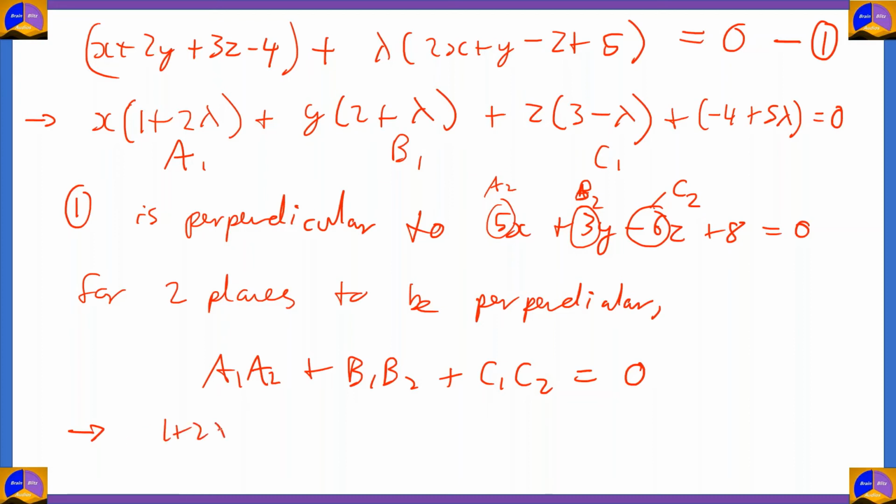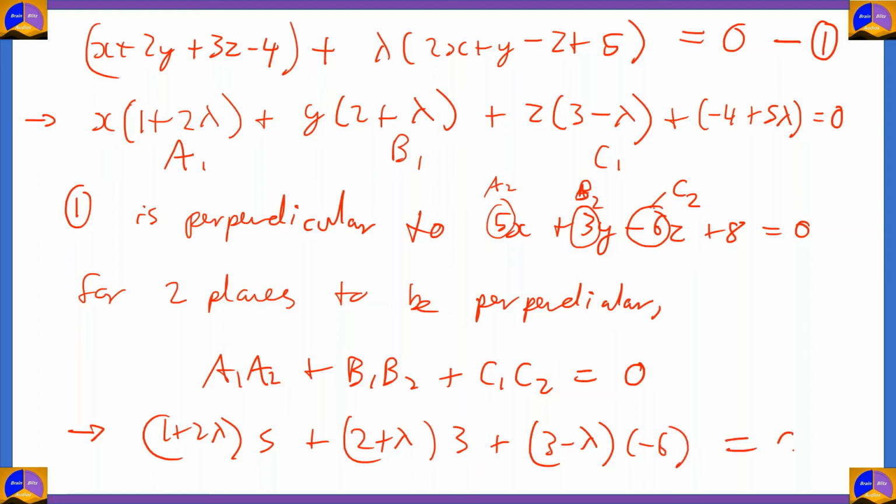A1 is 1 plus 2 lambda, A2 is 5, plus B1 is 2 plus lambda, B2 is 3, plus C1 is 3 minus lambda, C2 is minus 6, is equal to 0. So 5 plus 10 lambda, we're just multiplying the same, plus 6 plus 3 lambda, plus 6 lambda minus 18 is equal to 0. It's just a multiplication of the previous step.